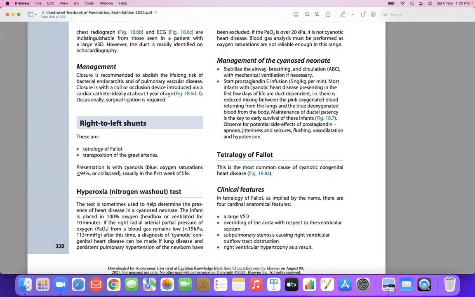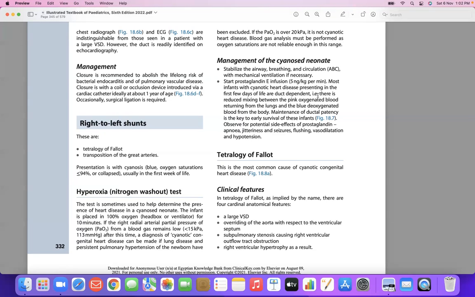So the first thing you will do is start prostaglandin E infusion, 5 nanogram per kg per minute. Most infants with cyanotic heart disease presenting in the first few days of life are duct dependent. Like the other which presented with shock and pale, it was from left heart outflow tract. This will usually be right heart outflow tract.